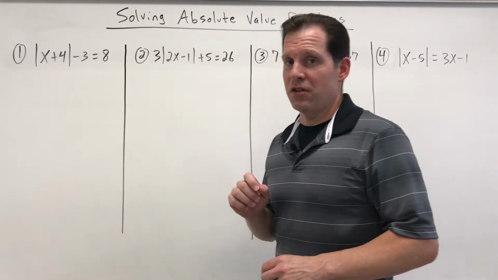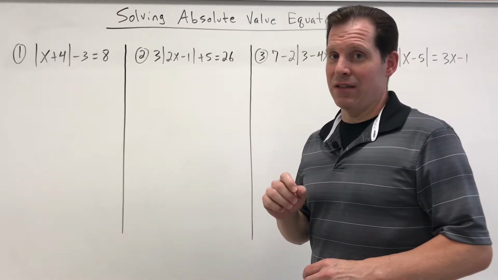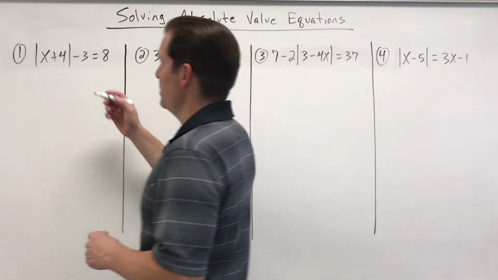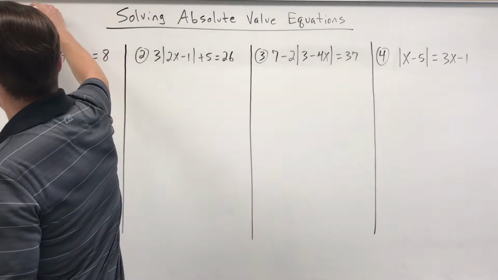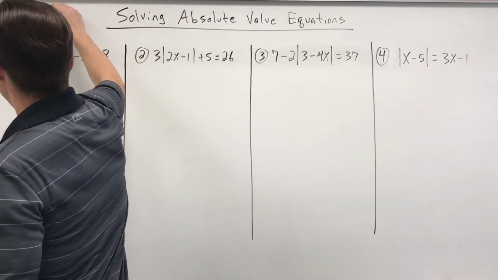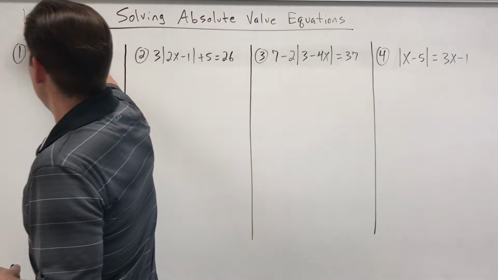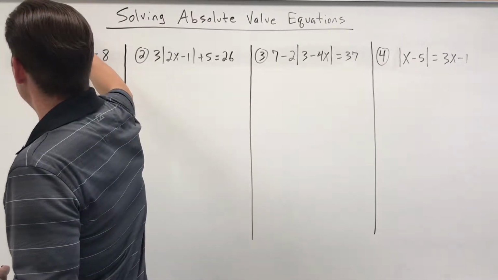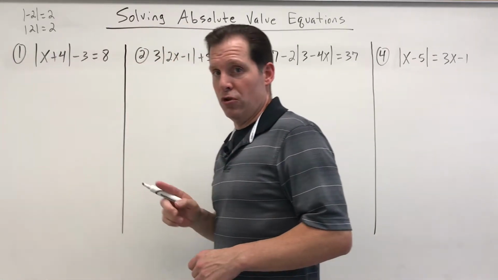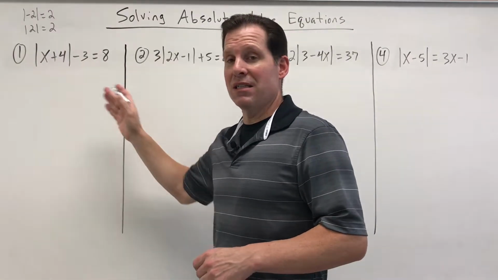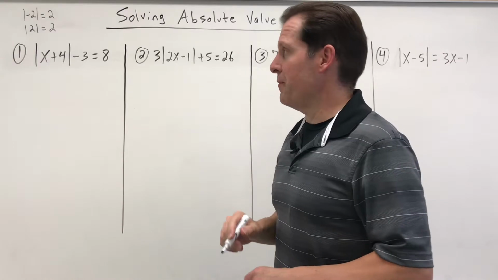Because if you think about the definition of absolute value, it's the distance from a number to zero on a number line. So if I were to take the absolute value of -2, that value is 2. So from 0 to -2 on a number line is 2 units. If I took the absolute value of +2, that value is also 2. So in order to take care of that, when we're solving these, we have to set up a positive and negative case, which I'll show you how.